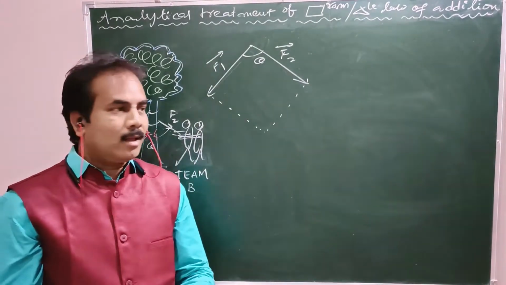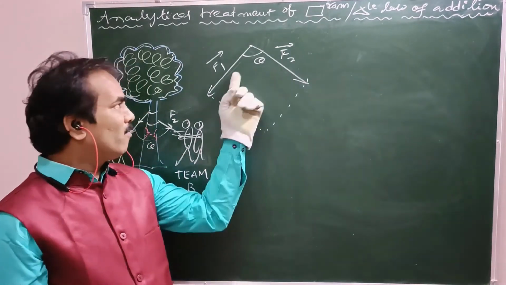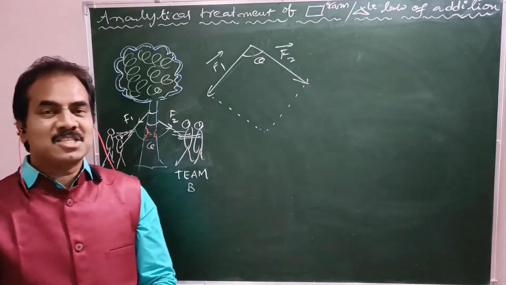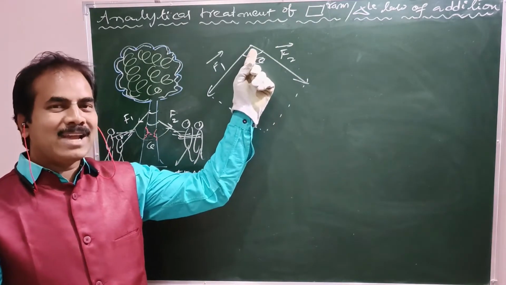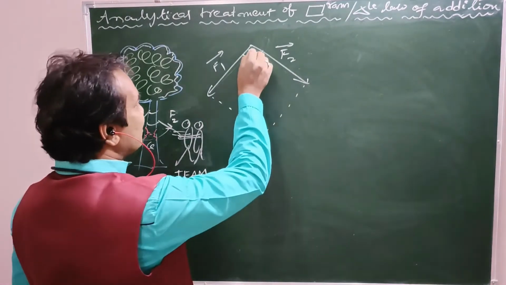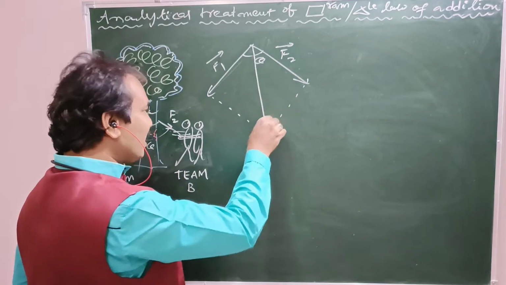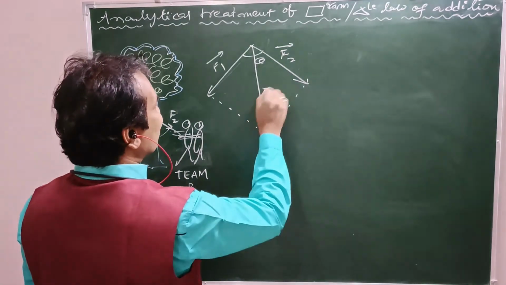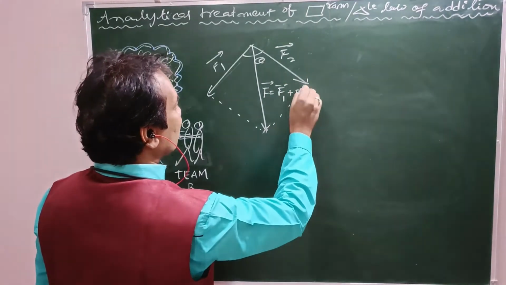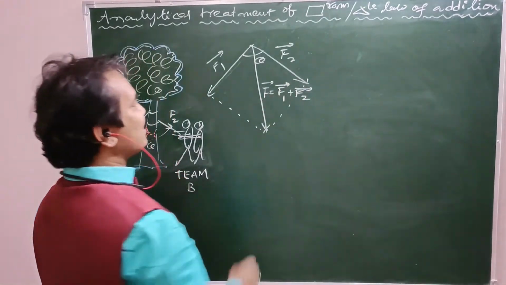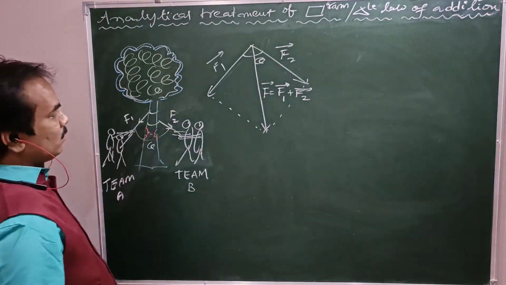What is the statement of the parallelogram law? If two given vectors are taken as the adjacent sides of a parallelogram drawn from the same point co-initially, then the diagonal drawn from the intersection is the resultant of those two vectors. This is the resultant, that is F bar. F bar equals F1 bar plus F2 bar. What is F bar here? The resultant of the given parent vectors. This is F1, this is F2.